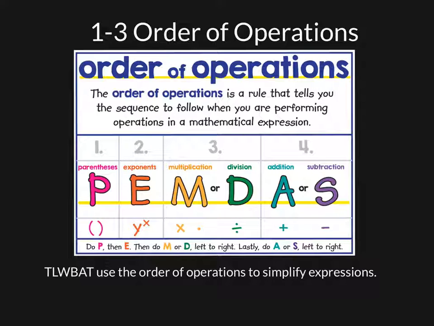We know what operations means. That is our four operations: multiplying, dividing. I probably should have started with adding and subtracting. Those are our four operations. So what order do we do them in? That's what we're going to be talking about.